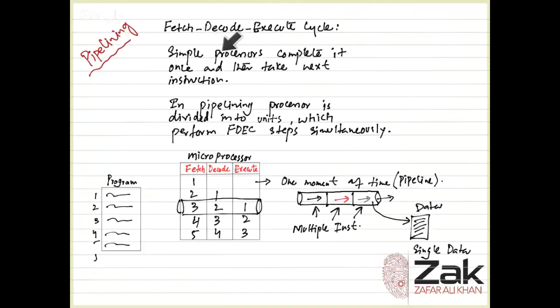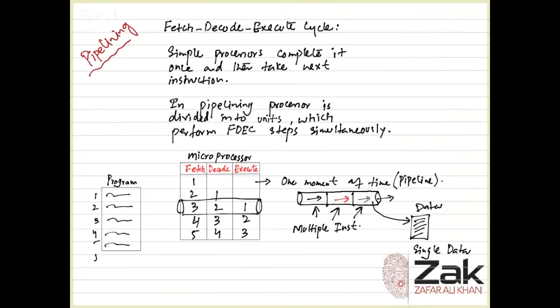All right. So simple processors complete the fetch, decode, execute cycle once and then take the next instruction. In pipelining, the processor is divided into units, which are fetch, decode, and execute. So let's say one program has got 4 instructions. So the first instruction, this is a pipeline. Why do we see a chart? Because we are actually noting it down. Pipeline is just that. Instruction executed, other instruction is pushed, then another instruction. This is one single pipeline.